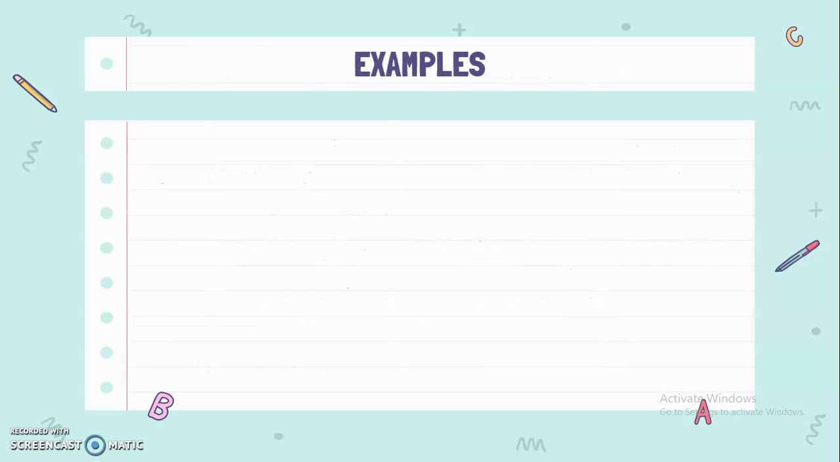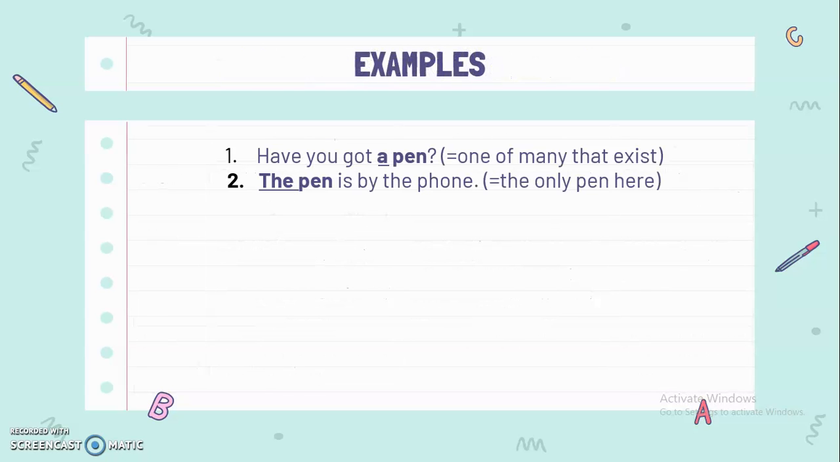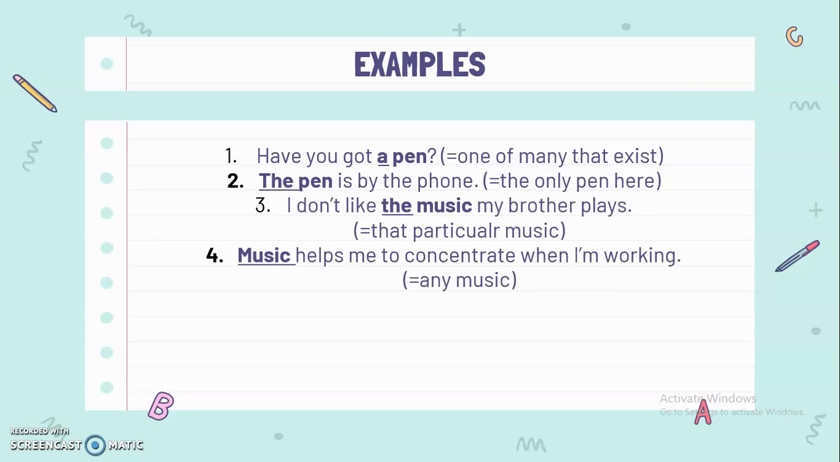Now let me give you some examples. First, look at this example: I've got a pen. The article a here is used to refer to one of many that exists. The second one: the pen is by the phone. Here the is used to refer to the only pen here. Look at these two sentences again.